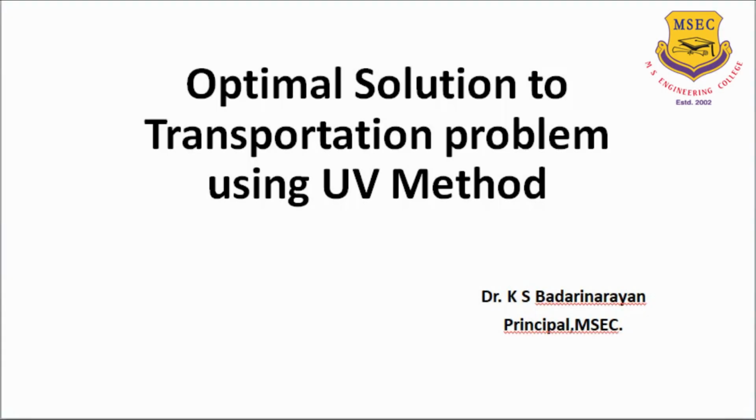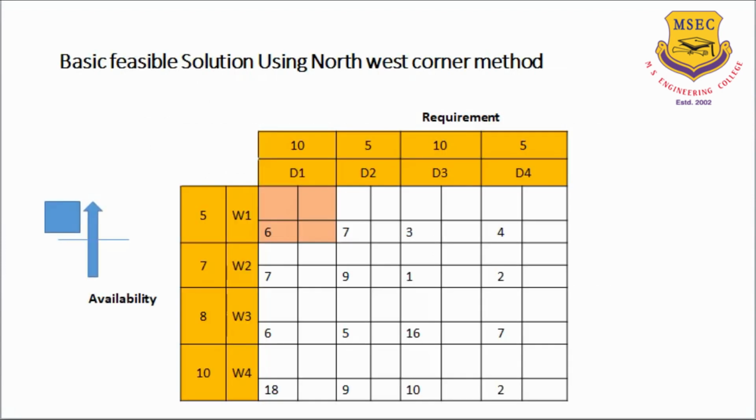I invite you for a discussion on the optimal solution to a transportation problem using the UV method. Here, I consider a small problem for explanation purposes, wherein I have only 4 warehouses and 4 destinations, with the availability, the requirements and the cost of transportation as shown in the matrix. I am also going to use the northwest corner method for getting the basic feasible solution.